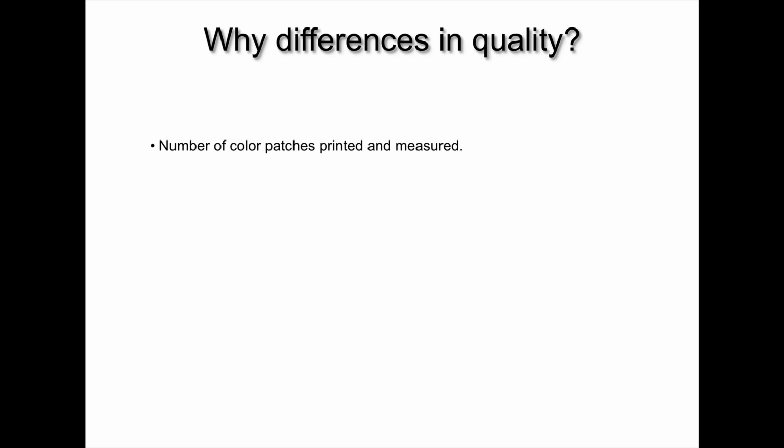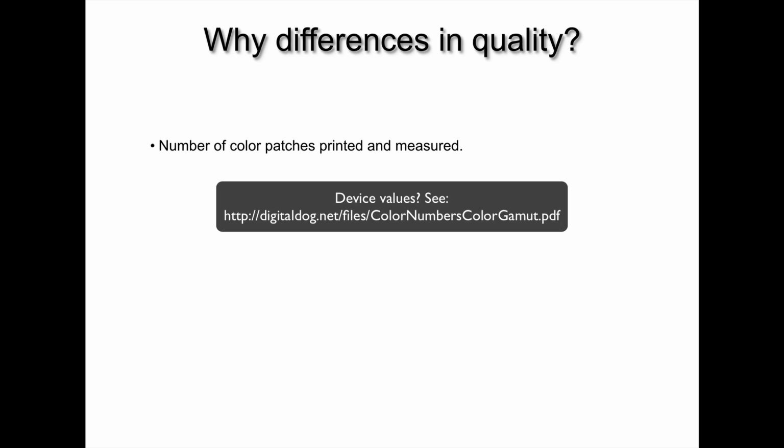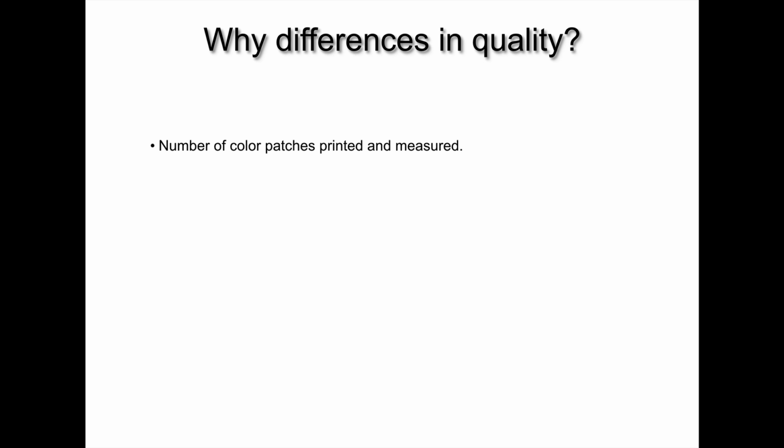If we had the time and the energy and the ability, we would measure 16.7 million device values going off to a printer. And then we would have no guesswork within the profile as to how that printer produces color. Unfortunately, doing that would take an enormous amount of time, and the resulting profile would probably be larger in file size than most of the images that you're editing.